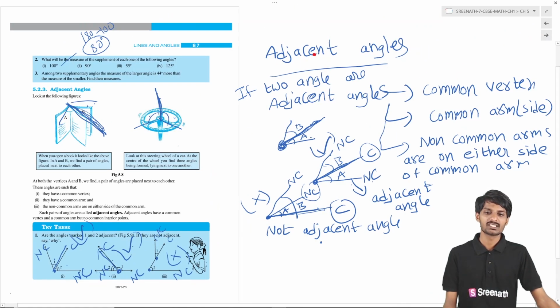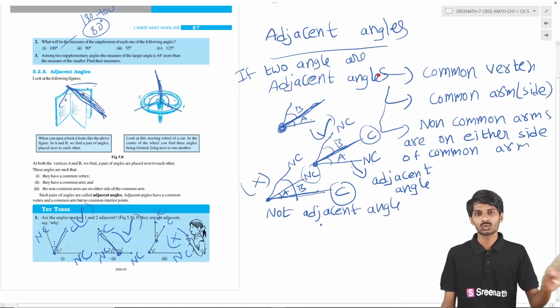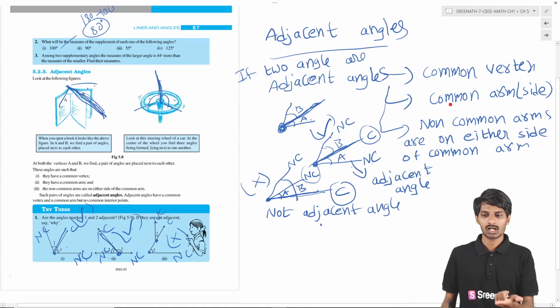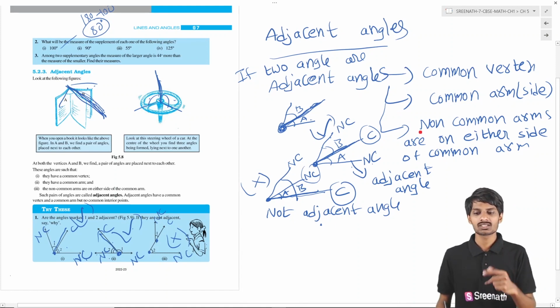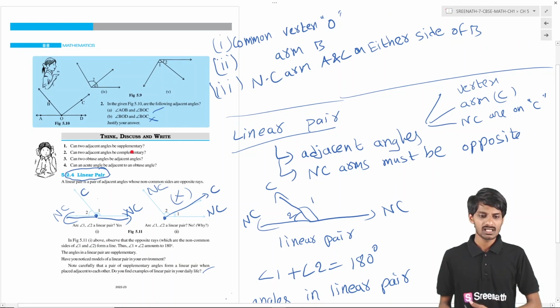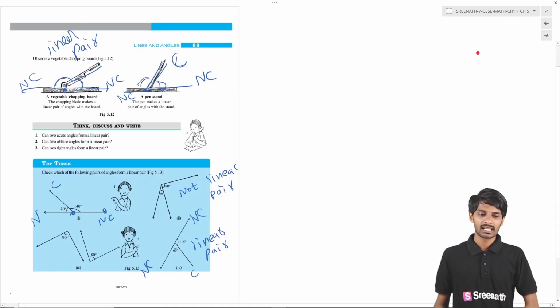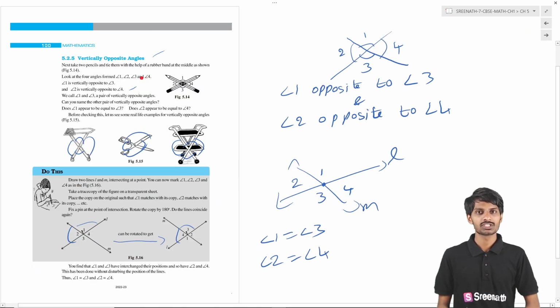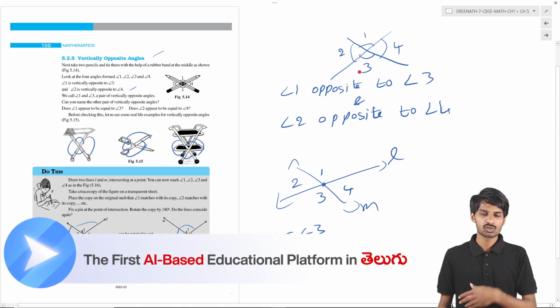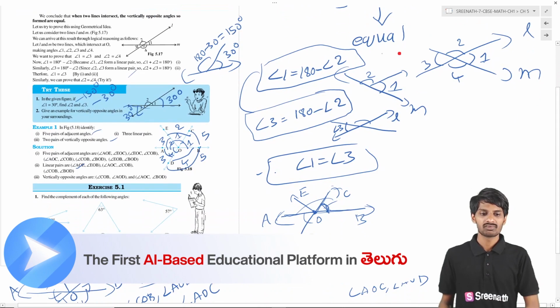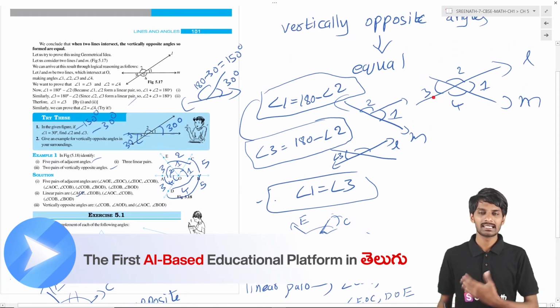The next thing is adjacent angles. If two angles have the same vertex, have a common side, and the two non-common sides are on either side of the common arm, then we say those angles are adjacent angles. The next thing is the linear pair. For that, the angles must be adjacent and the non-common arms must be opposite to each other. If you satisfy these two conditions, it is a linear pair. The next thing is vertically opposite angles. If two lines intersect, there will be two pairs of vertically opposite angles. And one more thing: vertically opposite angles are equal when two lines intersect, students.